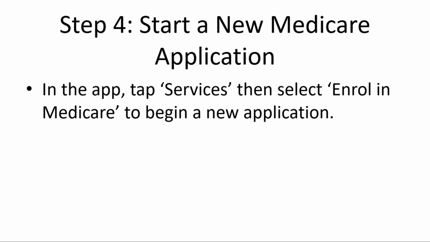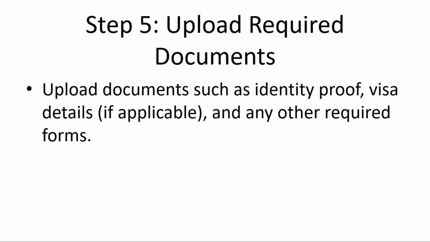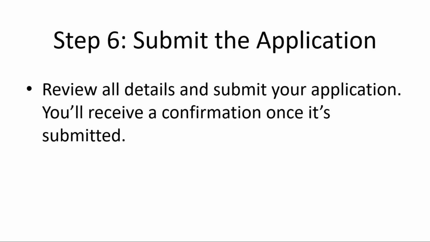Once you're logged in and linked, go to Services in the app and tap Enroll in Medicare to start your application. You'll be asked to upload documents such as your passport, visa, or other identity proof. Make sure they are clear and legible. Double-check your details, then submit the application. You'll get a confirmation once it's successfully lodged.